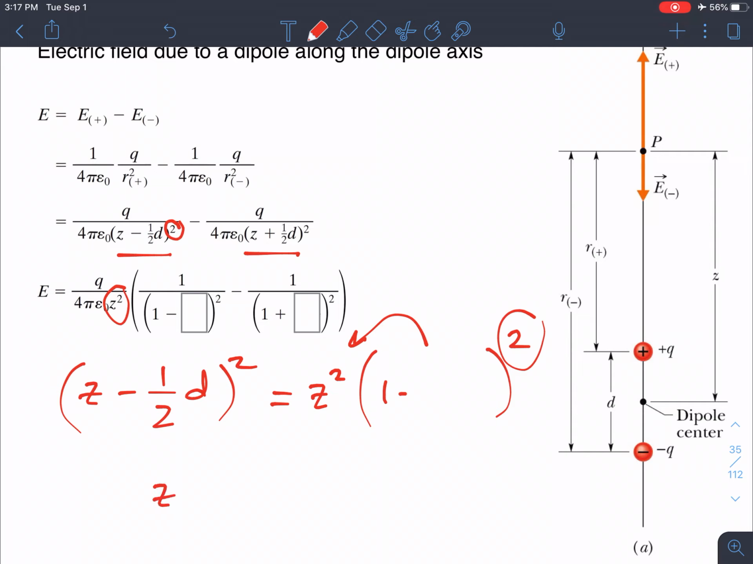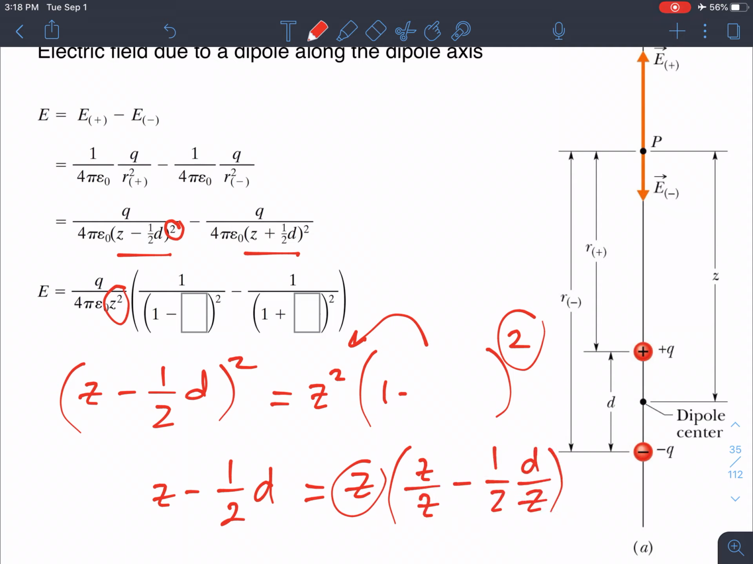So now I'm going to focus on inside the parentheses. How do I take z out here? Let's just take that z out. So what I'm really doing is I'm dividing both terms with z and then multiplying by z. And I already multiply by z, so now I need to do divided by z's. 1/2 d over z, okay?